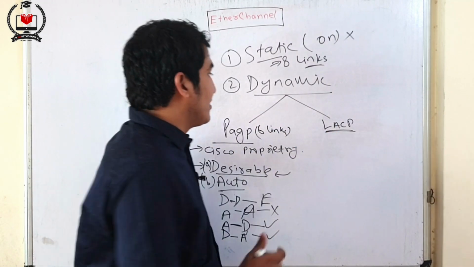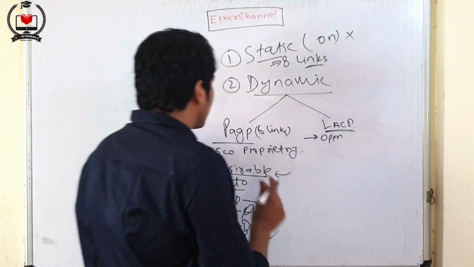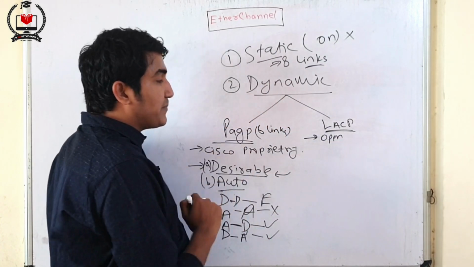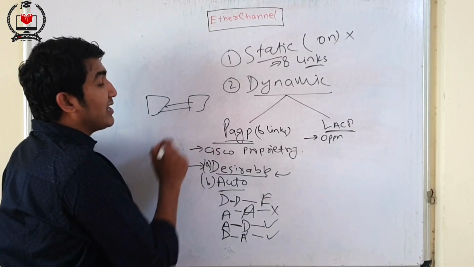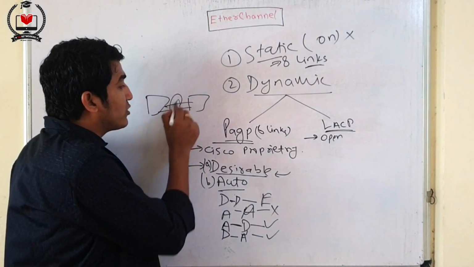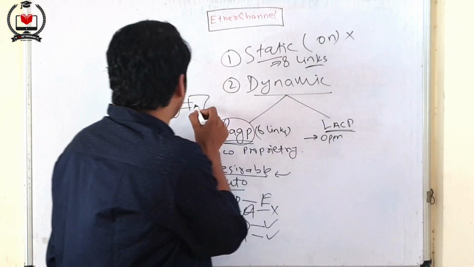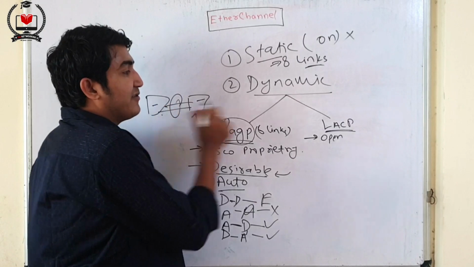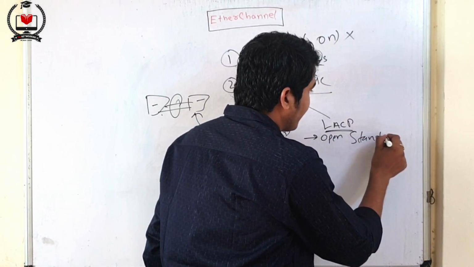In LACP, first of all, it is an open standard protocol, right? So on Cisco devices only you can run PAgP. Suppose you have a Cisco device and a non-Cisco device, and here you need to configure EtherChannel. Here you cannot use the PAgP protocol. But suppose this is a non-Cisco device and this is a Cisco device. Here we can use LACP because it is an open standard.